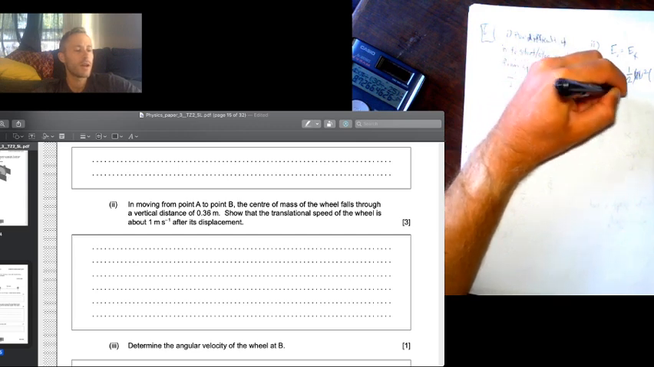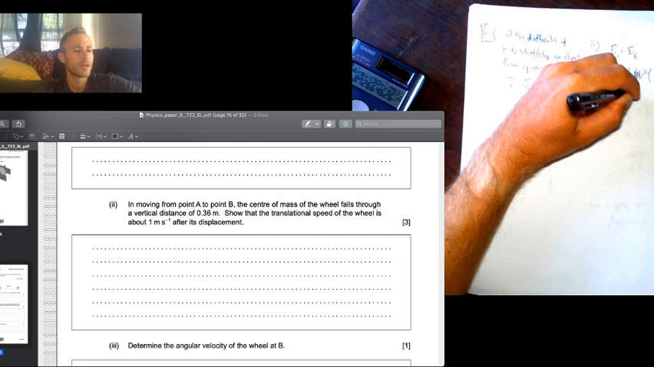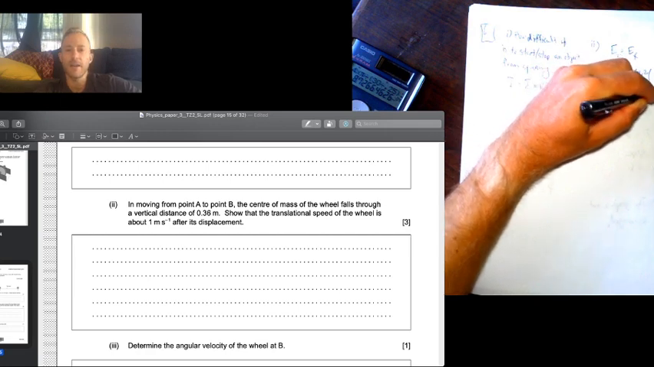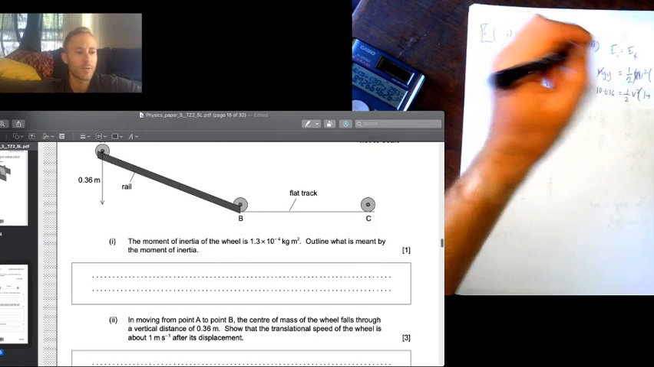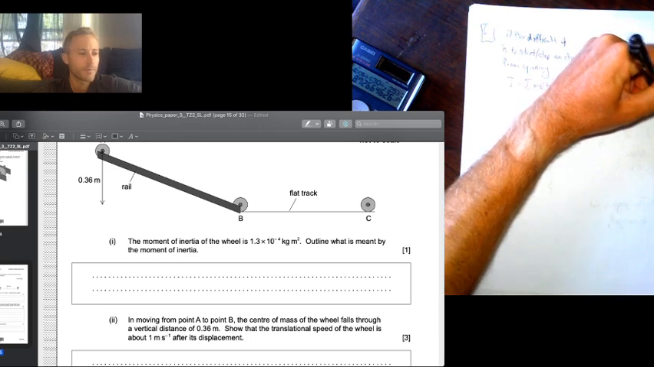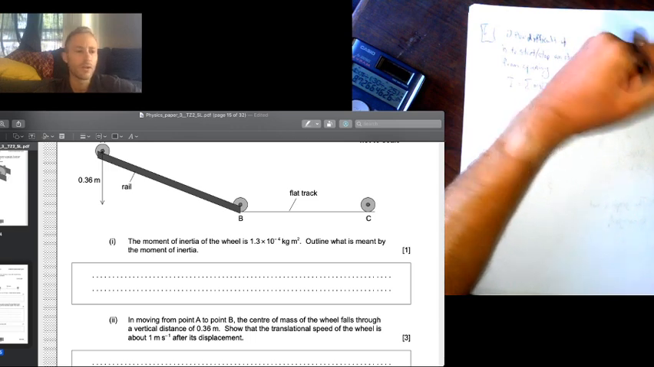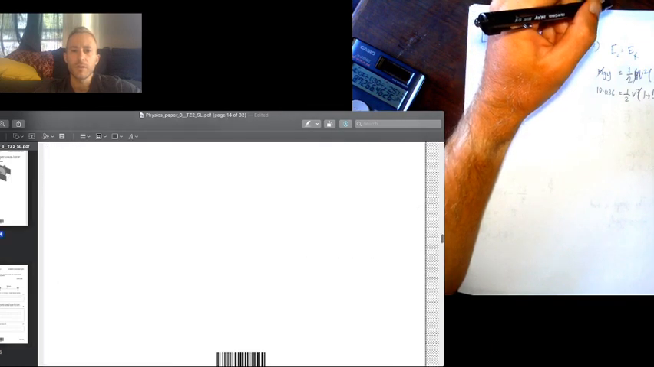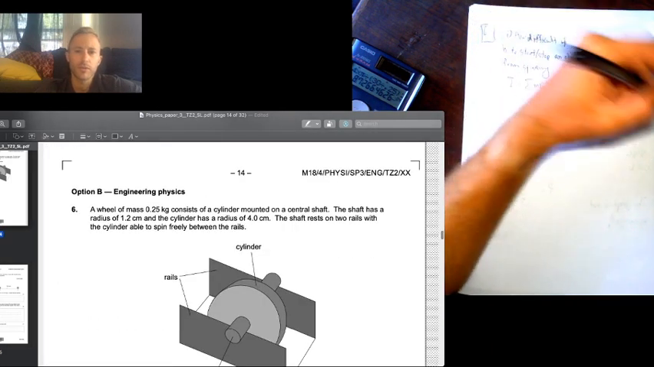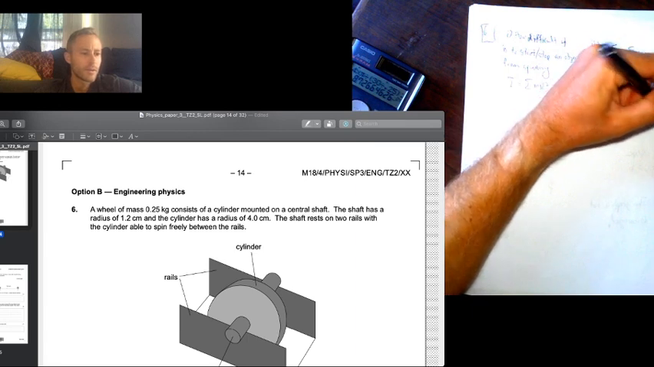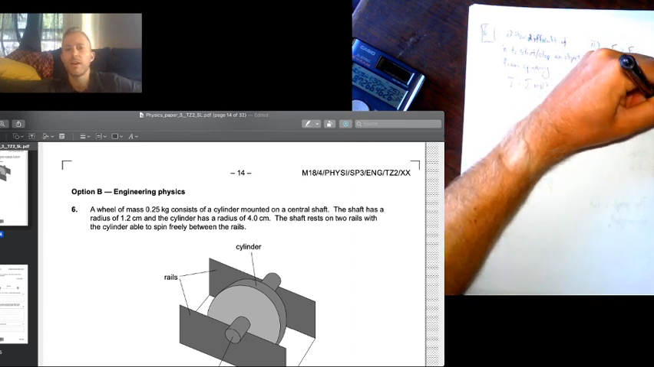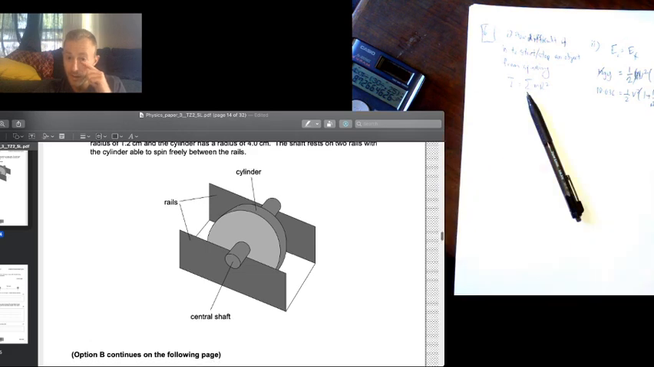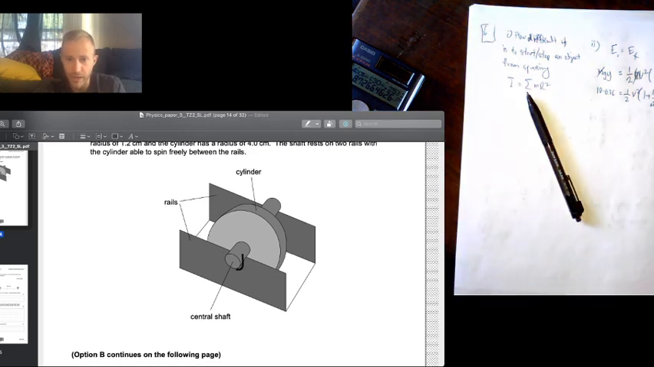G is 10. Y is 0.36. That equals 1/2 times v squared times 1 plus I, which is given as 1.3 times 10 to the minus 4, over m r squared. What was the mass? 0.25. And r, if we look at it, it's rolling about this radius.